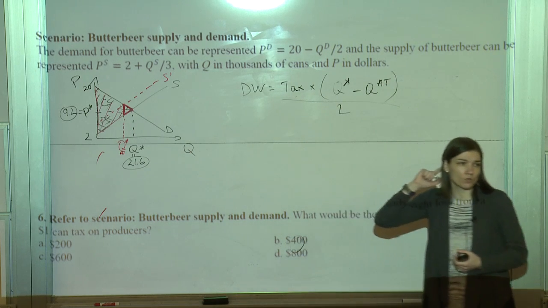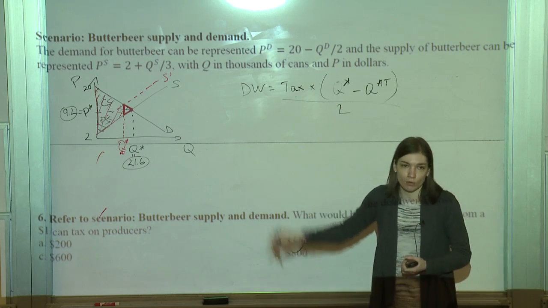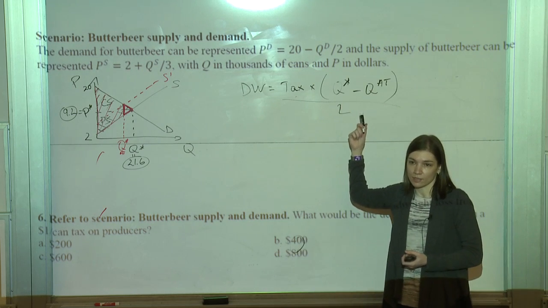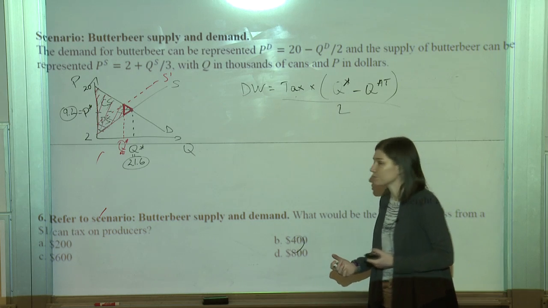Okay, so we know the tax is $1. Right? We can just plug that in. We know the optimal quantity from before. That was 21.6. What we do not know is the quantity after tax. So we need to calculate that first, then plug it into the formula to find the deadweight loss.